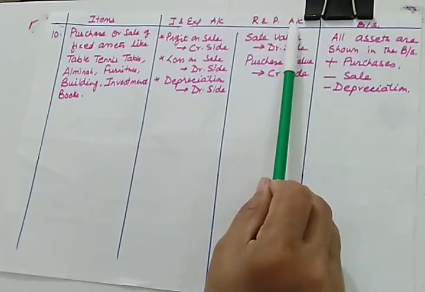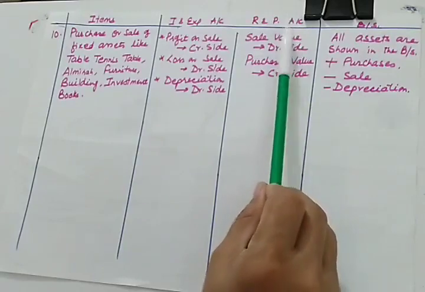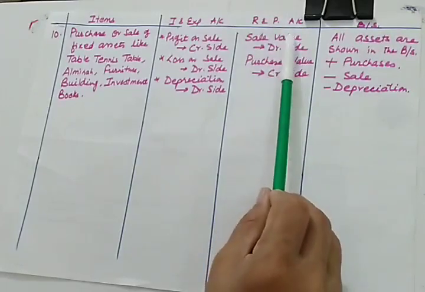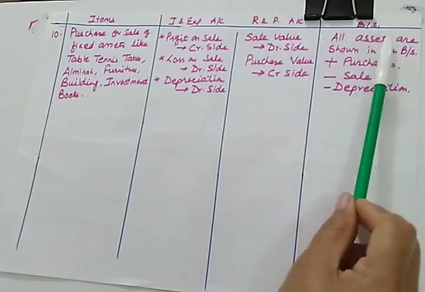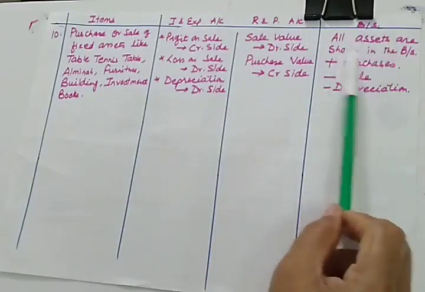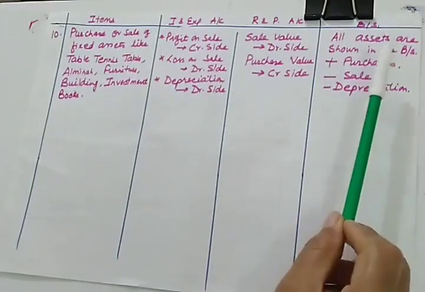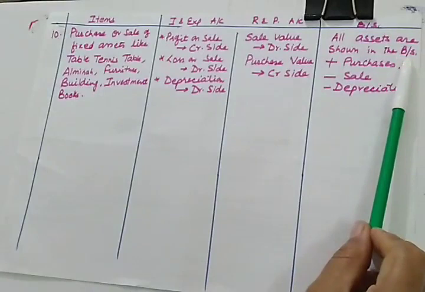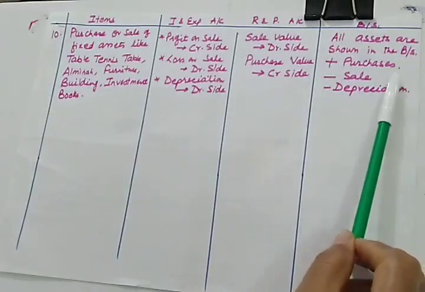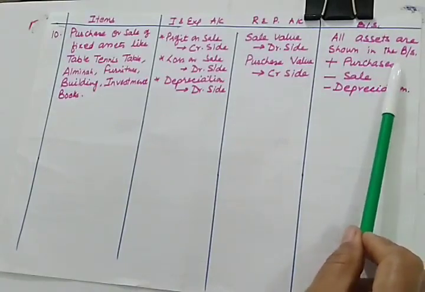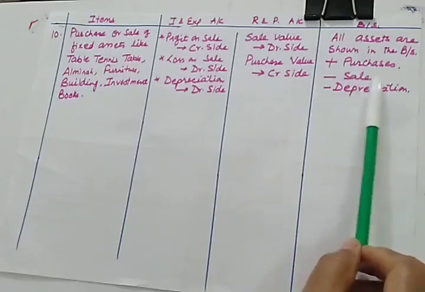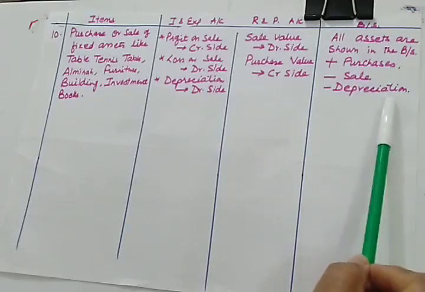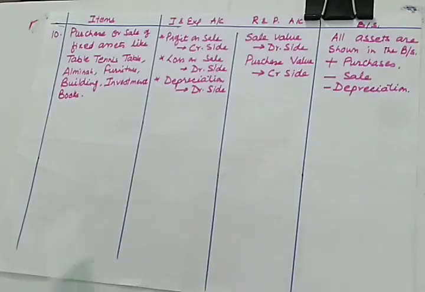You can go to the format of receipt and payment account, we discuss in our lectures. And the last is balance sheet. All these assets will be shown on the asset side of the balance sheet, and we'll be making all these adjustments. If some asset is further purchased, we'll add that, and sale will be deducted. Likewise, depreciation will be deducted.